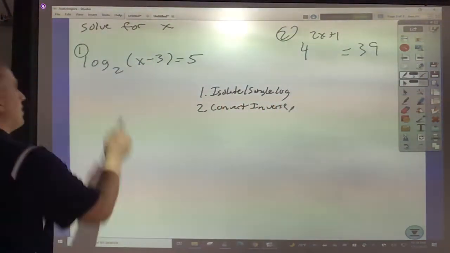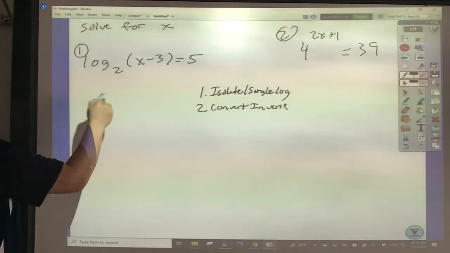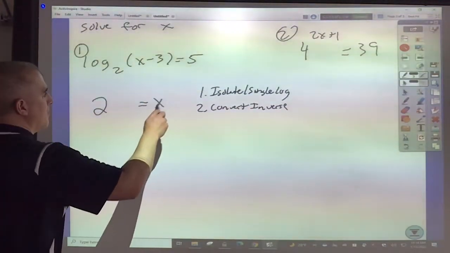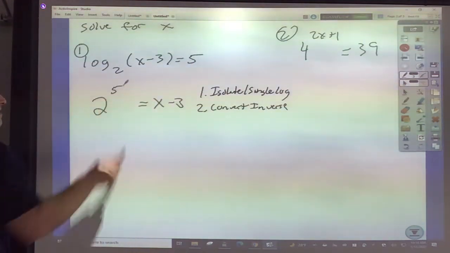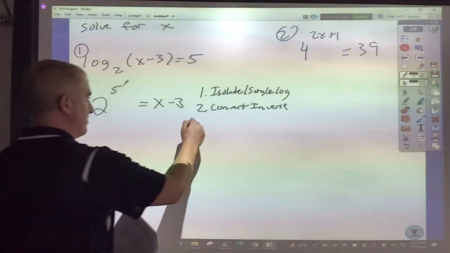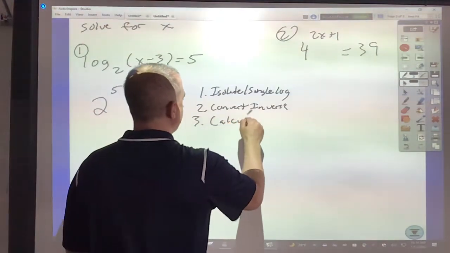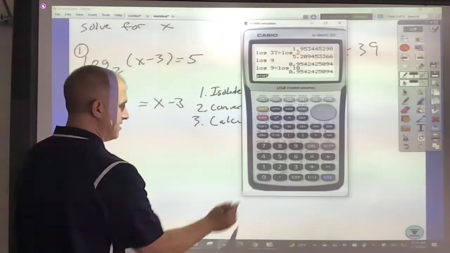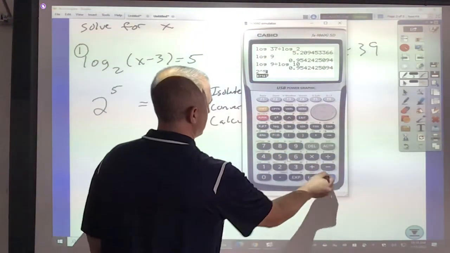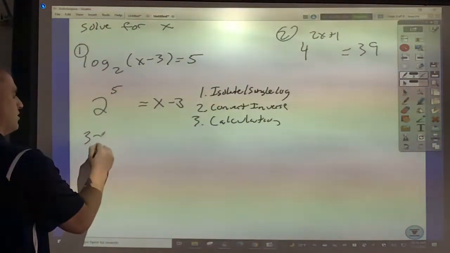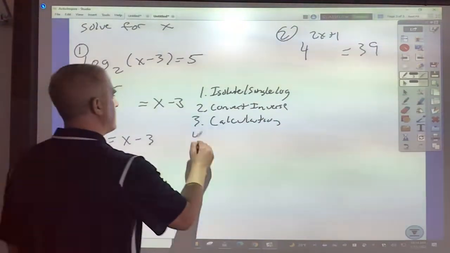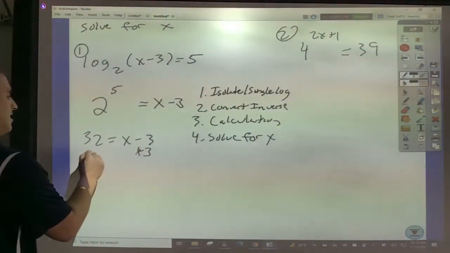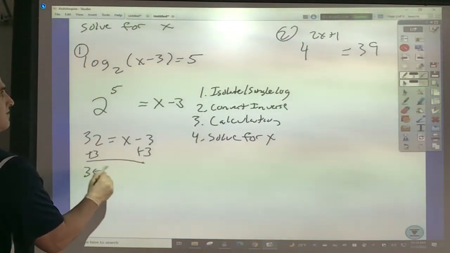Okay, so on this one, the inverse of log base 2 would be 2. All right, this other part would come over here. This part would come here. So that's the conversion we just talked about. Then you want to do a calculation. In this case, I got 2 to the 5th power. Easy stuff there, 2 to the 5th power gives me 32. So 32 equals x minus 3. And then I just want to solve for x, and that's the easy part. Just add 3, I got 35 equals x.